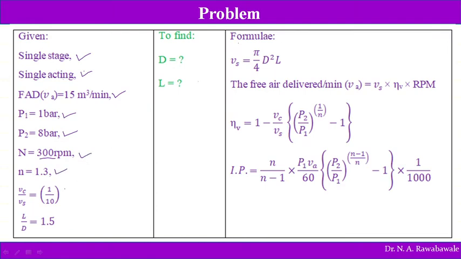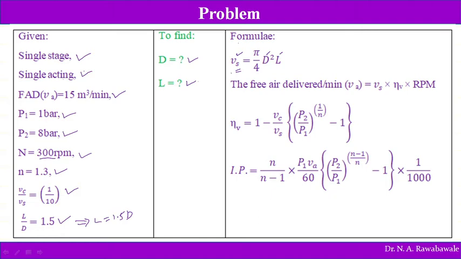Then it is given that the ratio of clearance volume to shaft volume is 1/10 and L by D ratio is 1.5. So he is asking us to find out diameter and stroke length. Here, if we know shaft volume, we can find out diameter and stroke length, because this L by D gives us L is equal to 1.5 times D. So L can be substituted, and this equation gets converted into diameter. If we know shaft volume, then directly we can find out diameter.